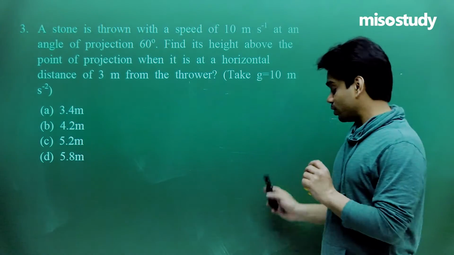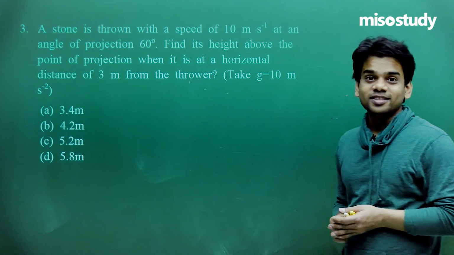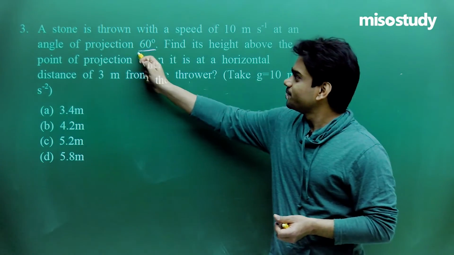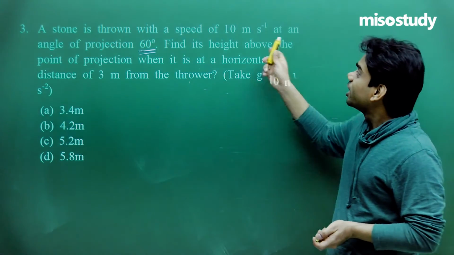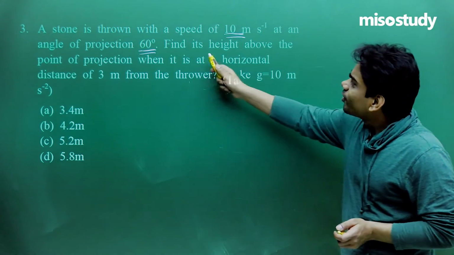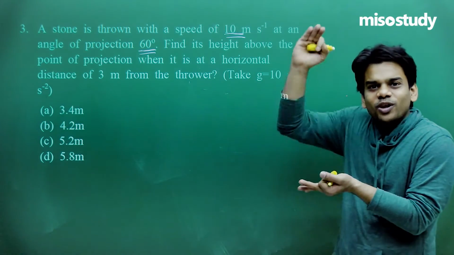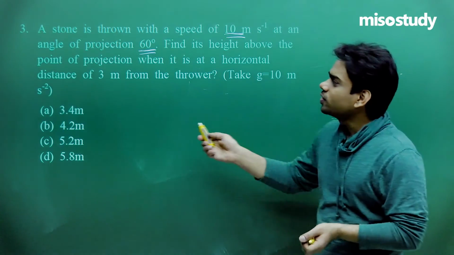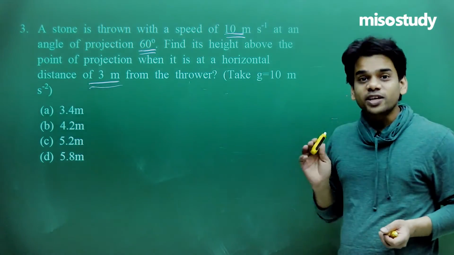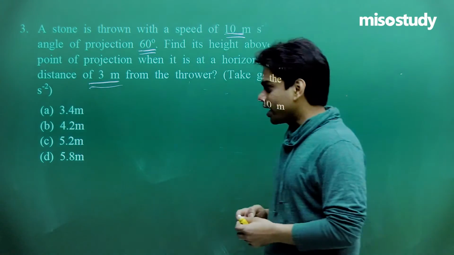Now see, we don't know the answer and we don't know how to proceed with this. It's given that its angle of projection is 60 degree. Now you see, its speed is also given, that is 10 meters per second. Find its height. We want to find out the vertical displacement when the horizontal displacement is 3 meters. This is what has been provided. If I show you the diagram, how the diagram will look like.